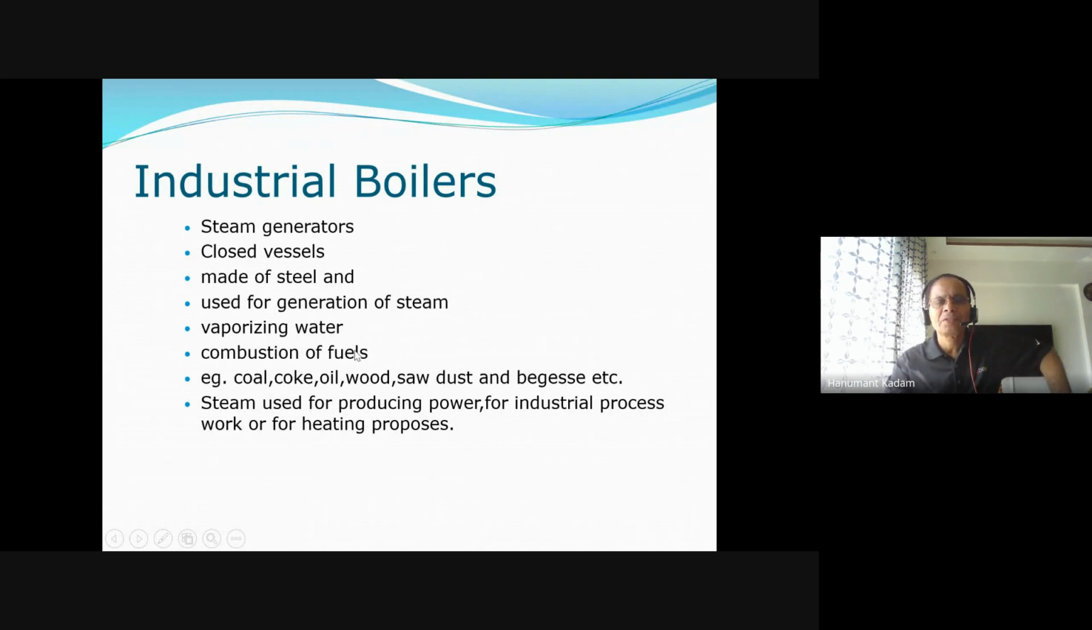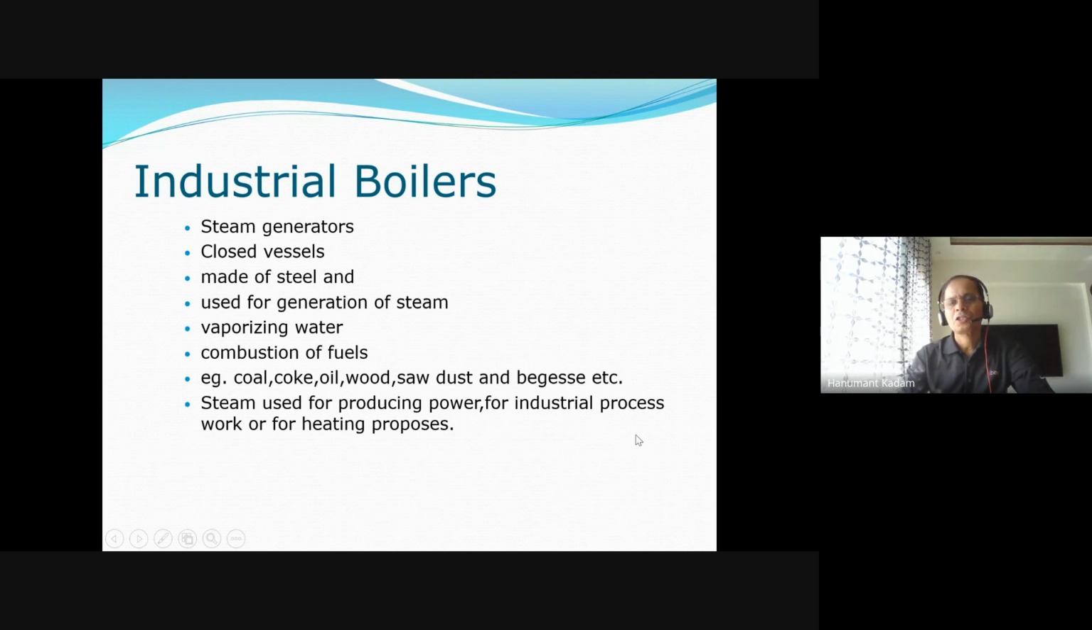And here the combustion of a fuel, either coal, coke, oil, wood, sawdust, or biogas. Steam is used for producing power for industrial process work. So steam is very important, and it is used for heating purposes in the chemical processes. Like in RCF, we use it for manufacturing of nitric acid, manufacturing of methanol, manufacturing of urea. Everywhere we use steam.